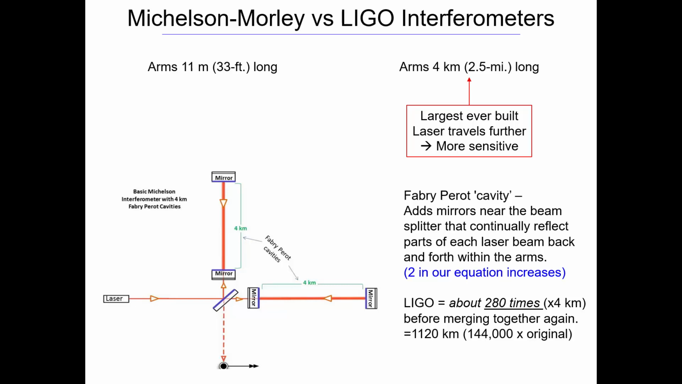If it has to travel further than those distances, we end up getting a better resolution. But it goes much further than just the longer distances. There are a couple of characteristics that we're going to learn about. The first one is the Fabry-Perot cavity. This adds mirrors here, and not only does the light go those 4 kilometers, but it also gets reflected back and forth. In the LIGO one, it reflects back roughly 280 times. So 280 times 4 kilometers before they merge together again.